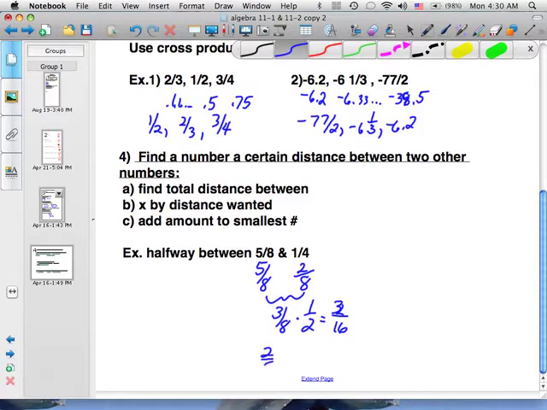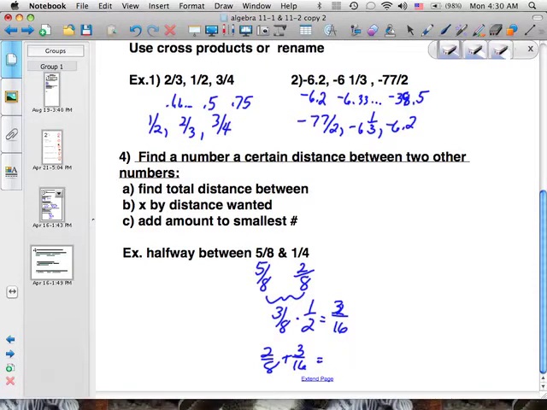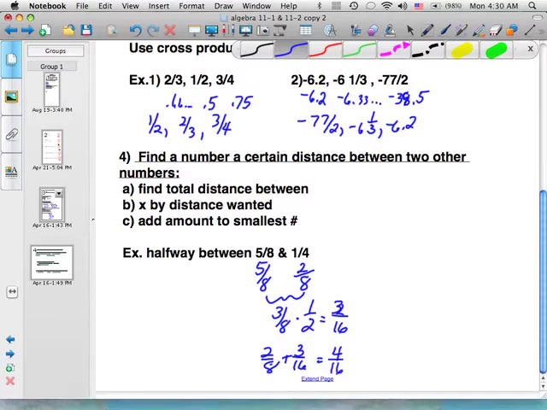So 2/8 plus 3/16 is, 4/16 will change it so they have the same denominator. It'll be 4/16. 8 goes into 16 twice. 2 times 2 is 4, plus 3/16, which is 7/16.